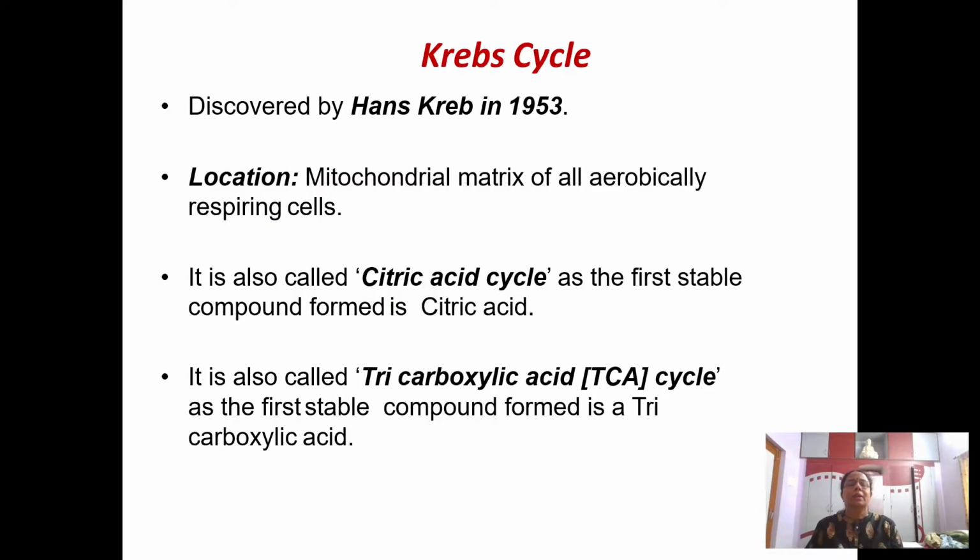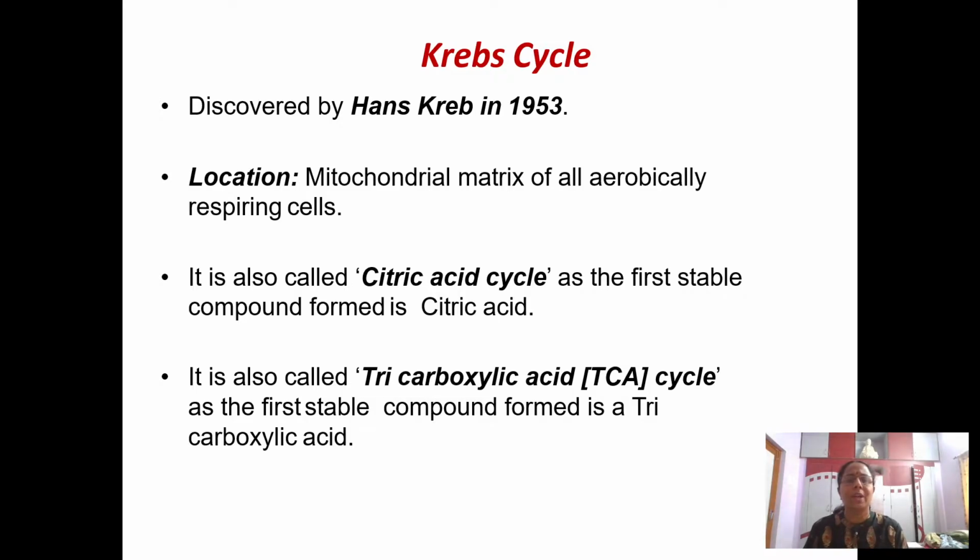In the previous sessions, I told you about the EMP pathway, that is glycolysis, and how glucose is converted into pyruvate. Once you have pyruvate, three things can happen to it. In one of the processes, pyruvate can be converted into acetyl coenzyme A. This acetyl coenzyme A is required to start the Krebs cycle. This Krebs cycle takes place in the presence of oxygen, so it's an aerobic pathway to provide energy.